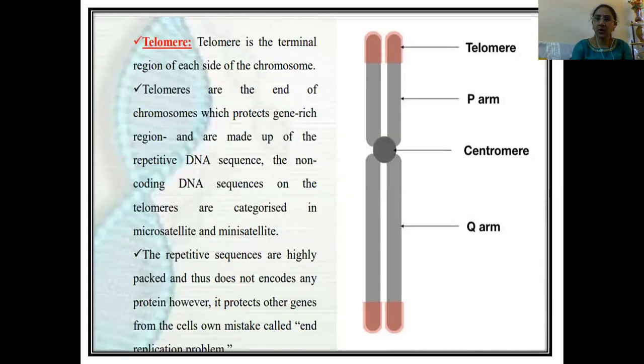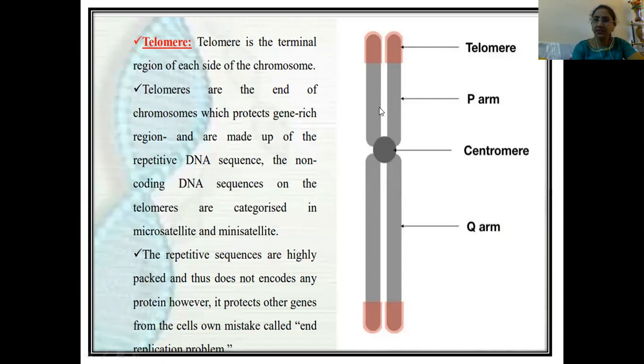And what is a telomere? Telomere is a terminal. Terminal means the last portion or the region on each side of the chromosomes. So these are the telomeres. Now each chromatid has two arms. The short arm is called the P arm, and the long arm is called the Q arm.